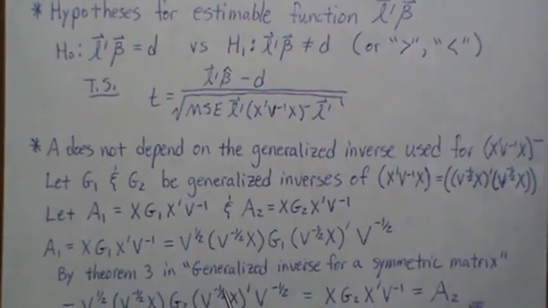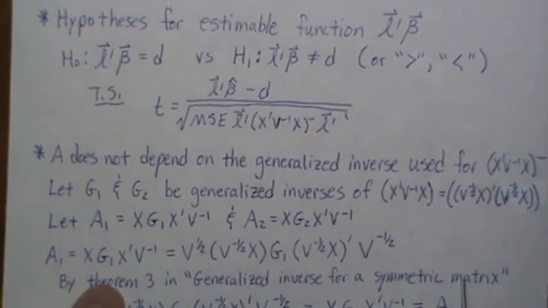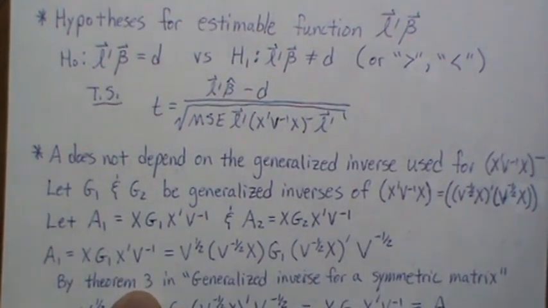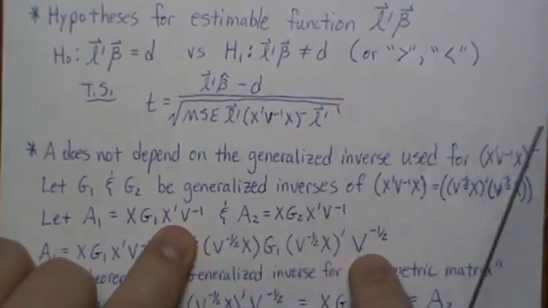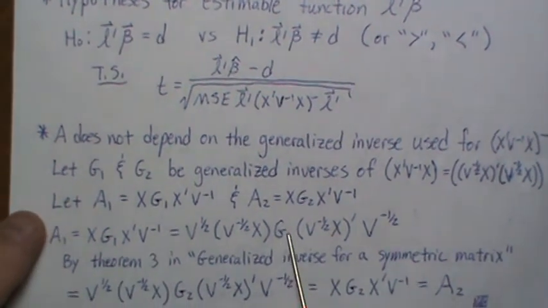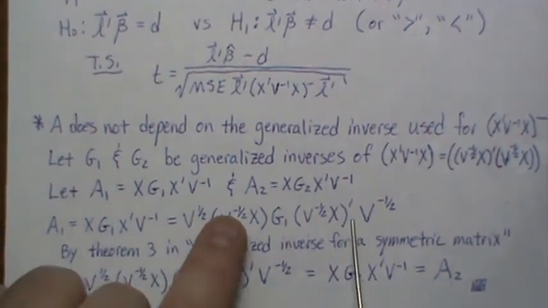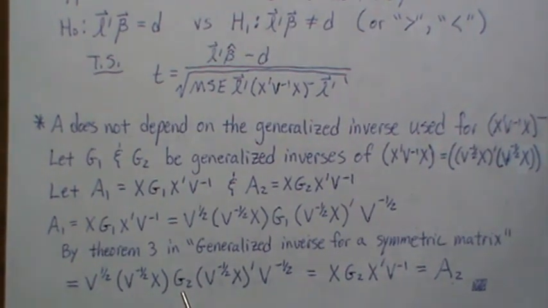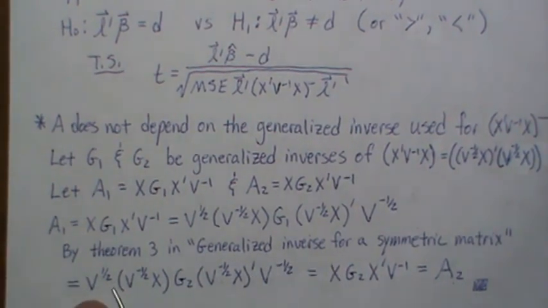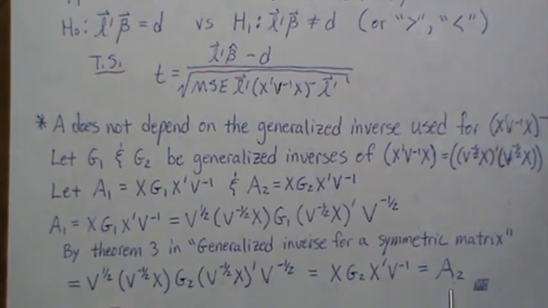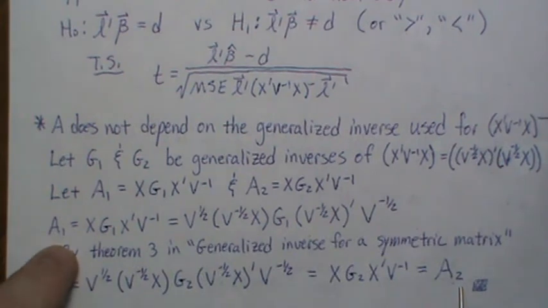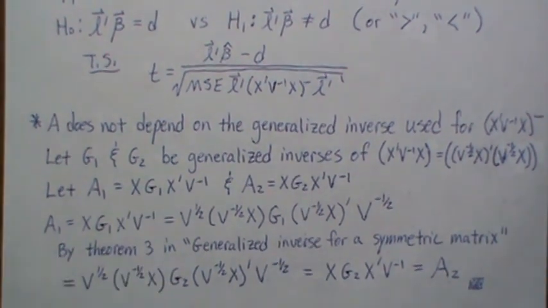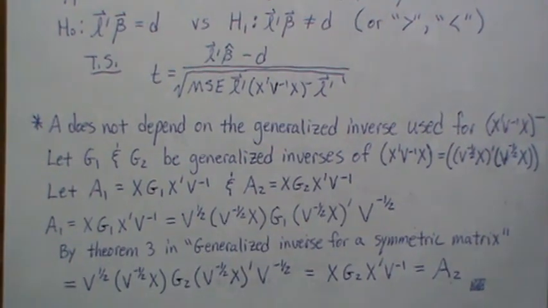And I have a video called Generalized Inverse for a Symmetric Matrix. And if you look at Theorem 3, it says that this quantity, not the V's, but this quantity, is going to be the same no matter what generalized inverse matrix you use. So this is equal to this. So if we use this generalized inverse matrix, now we pack it back together. This is the identity matrix. We can bring that back out front and we get this. Well, that's A2. So A1 is equal to A2, which says that A, the hat matrix, does not depend upon what generalized inverse matrix we use.